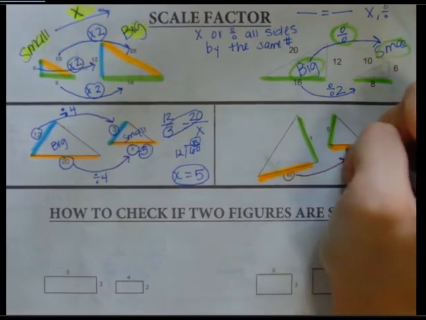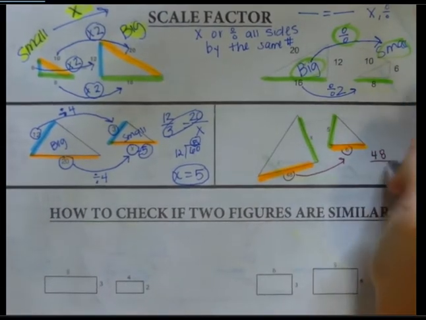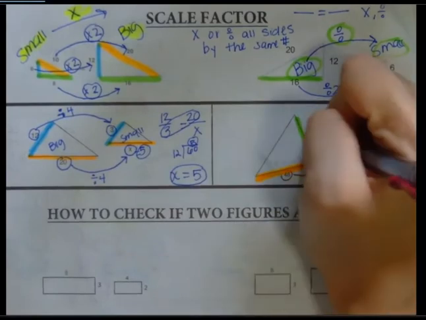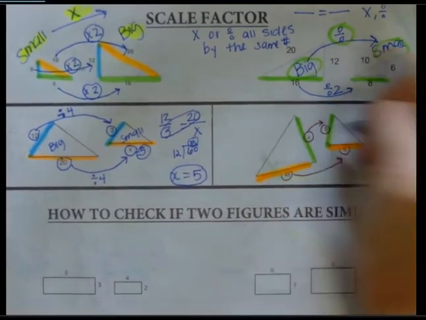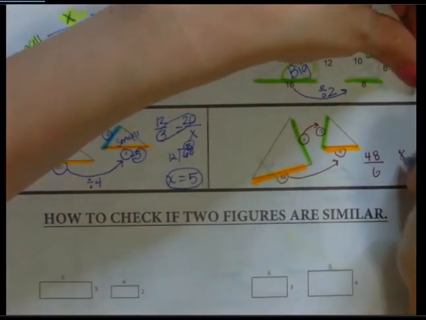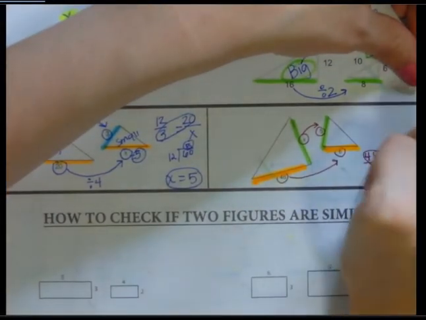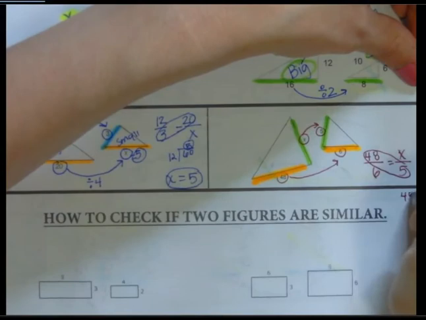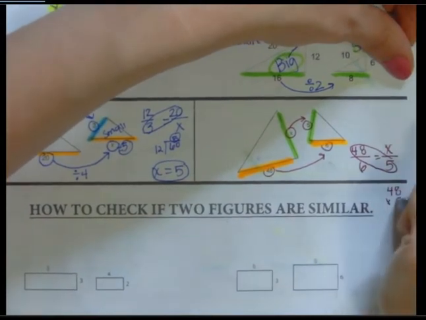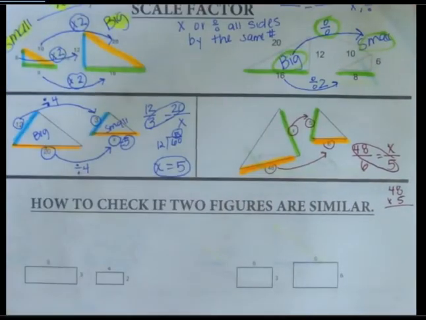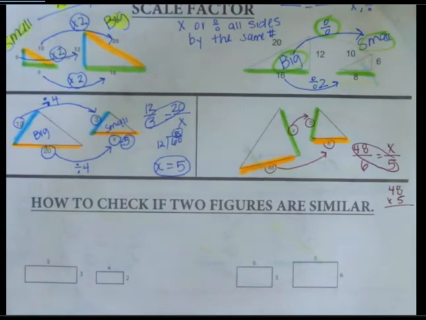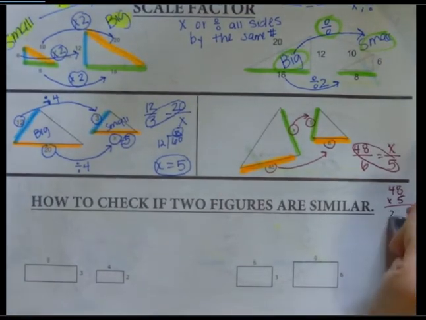So 48 pairs with 6. Remember that we're going from left to right. And then x pairs with 5. You can go ahead and cross multiply 48 times 5. That's 240.